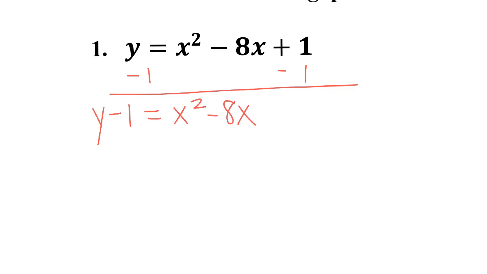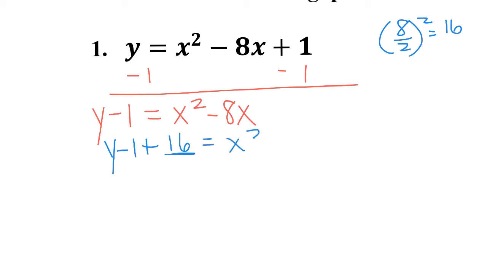Just like we did when we were completing the square, we want to take that b value, 8 divided by 2, and square it to get 16. And so it is a positive 16 that we add to both sides of the equation so that we have x squared minus 8x plus 16 as that perfect square trinomial. So y minus 1 plus that value, which we found was 16, and x squared minus 8x plus that same value, which we found to be 16.